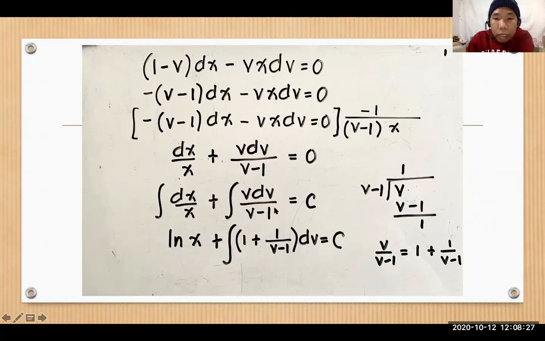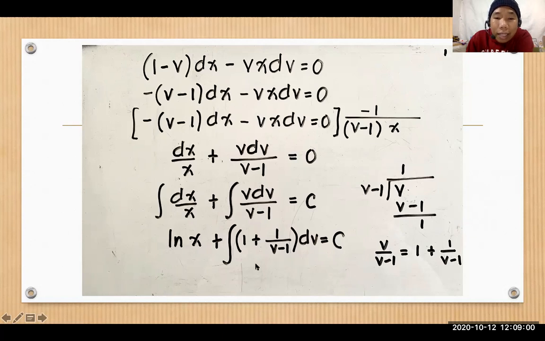How did you do this? So here, v divided by v minus 1. So we divide that. So 1 is the quotient. So 1 times v minus 1. So you are to subtract now, v minus v, so 0. Minus times minus, you have positive 1. So this is the remainder. It means that v over v minus 1 is equal to 1, the quotient, plus 1 over v minus 1. So now you put the equivalent of this given function here.